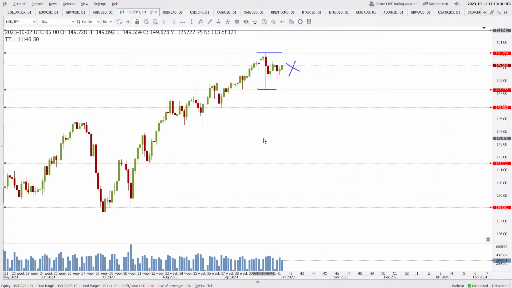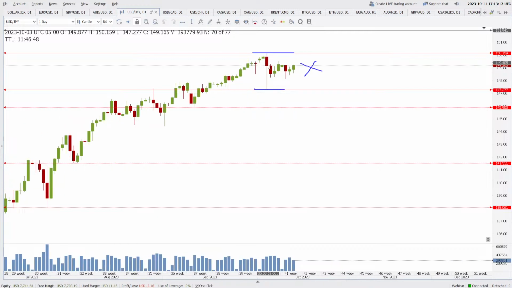USD JPY, I'm not trading this market. Why? Because it is going nowhere. You can see red, green, red, green. Till the time the price is trading below 150.15, I'm not buying this market. Till the time the price is trading above 147.27, I'm not selling this market. Only after the price makes a move higher than this or lower than this, then only I will make up my decision.